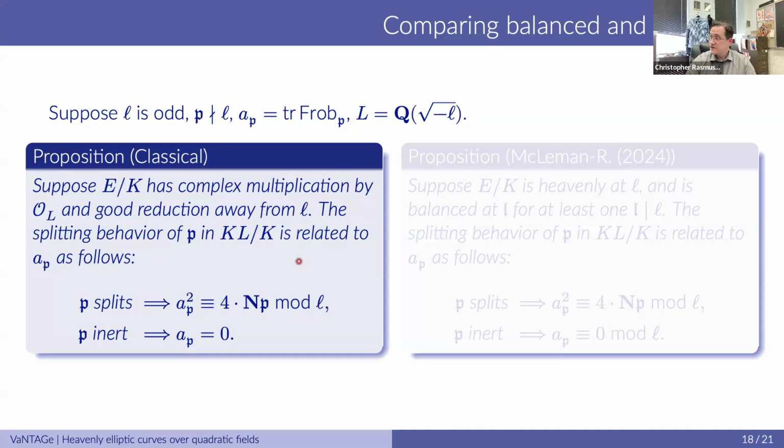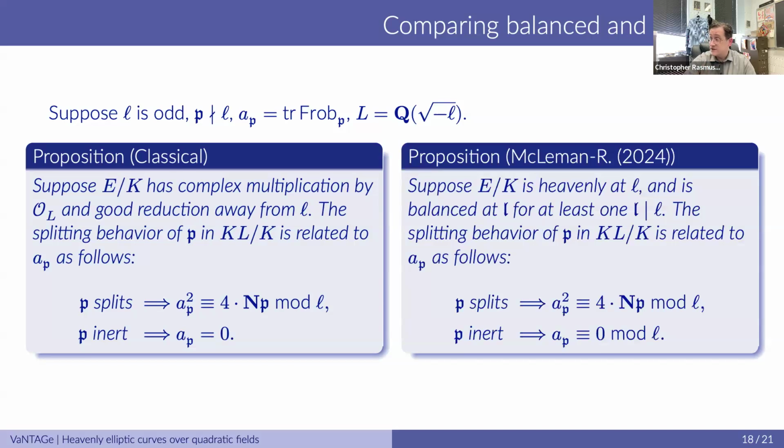Okay. And I want to compare this instead to heavenly balanced curves. So instead, let's suppose E over K is heavenly at L and balanced for at least one of the primes dividing the rational prime L. Then we're again able to demonstrate splitting behavior dictating the trace of Frobenius in the following way. If P splits, we get the exact same congruence as in the CM case. And if P is inert, we do not necessarily get 0. We were only able to prove that you get 0 modulo L. But this is still pretty striking behavior for curves that a priori might not have complex multiplication.